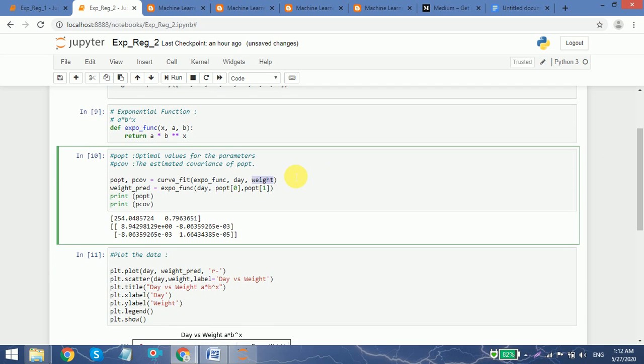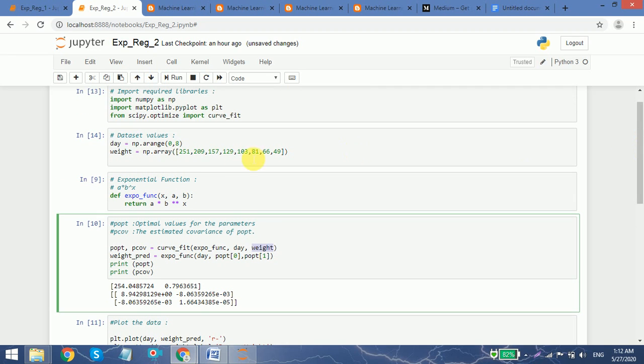Now what we are going to do is predict the value of our weight, that was our dependent variable.